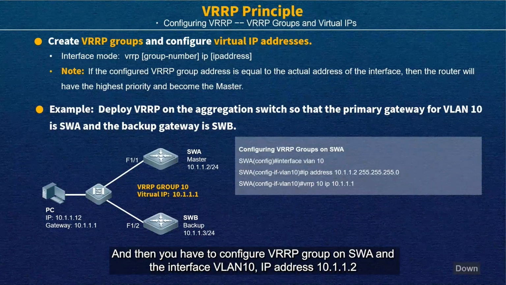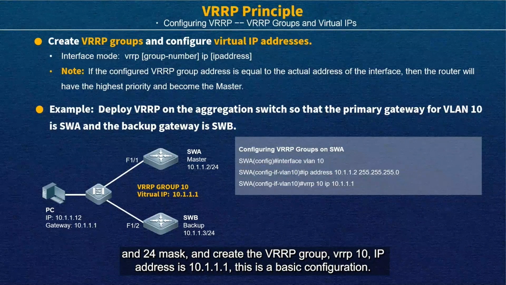And then you configure the VRRP group on switch A: interface VLAN 10, IP address 10.1.1.2 with a 24 mask. And create the VRRP group: vrrp 10 ip address 10.1.1.1. This is the basic configuration.